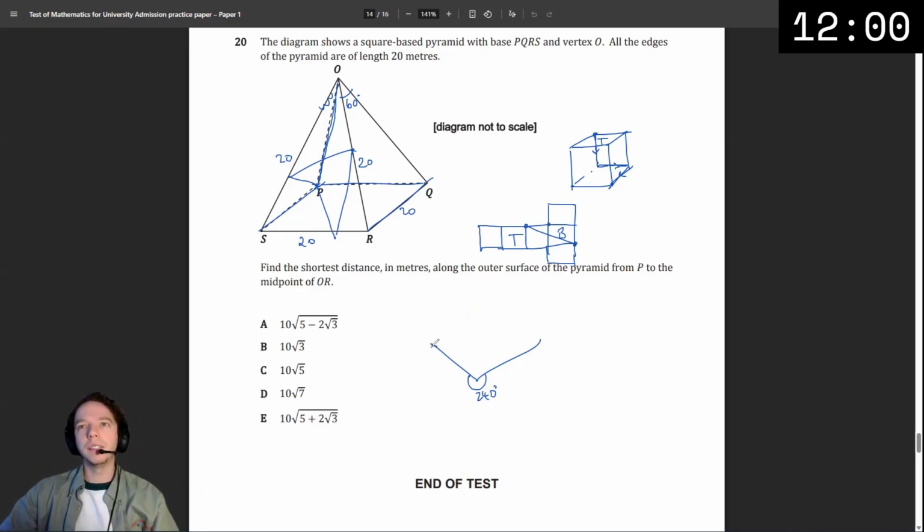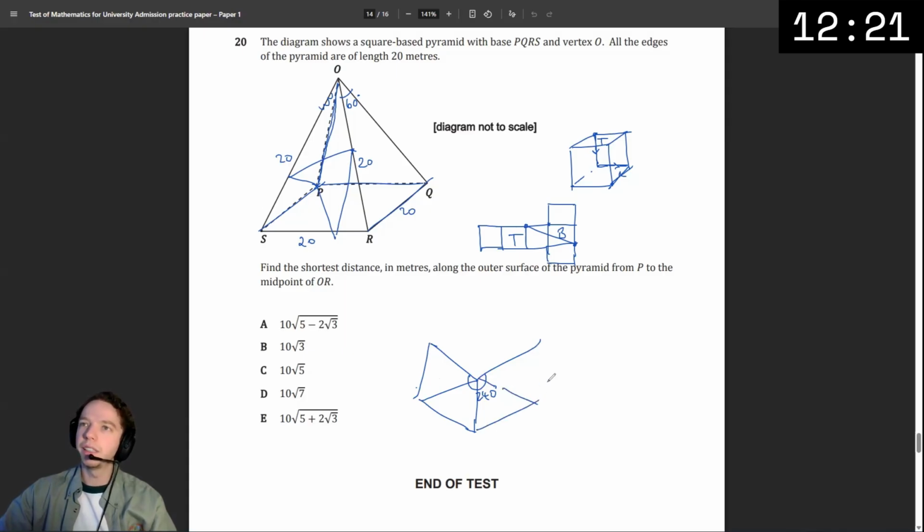And basically a bunch of these equilateral triangles stitched together. It should look something like this. It doesn't have to be perfect, but it's better if it's good. Okay, I'm pretty happy with that.